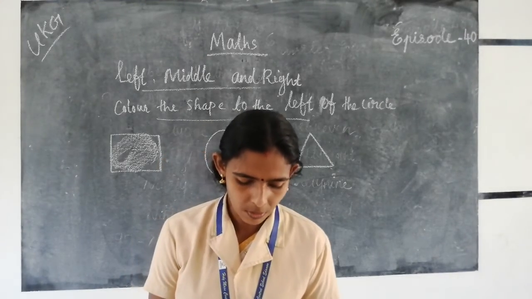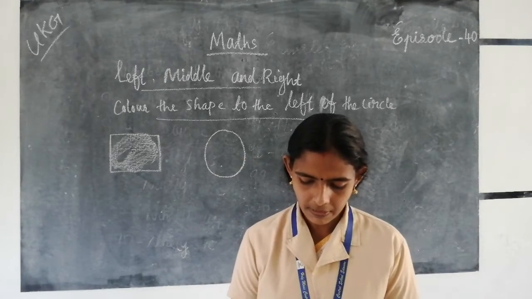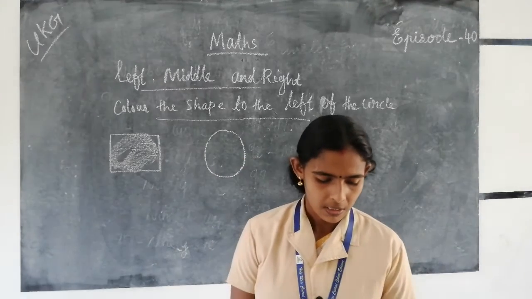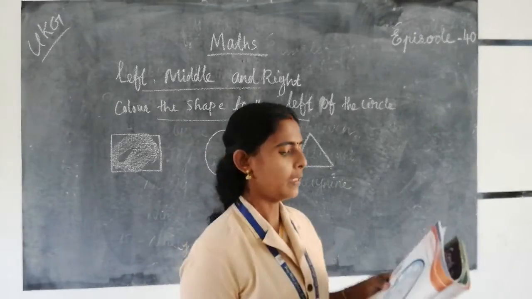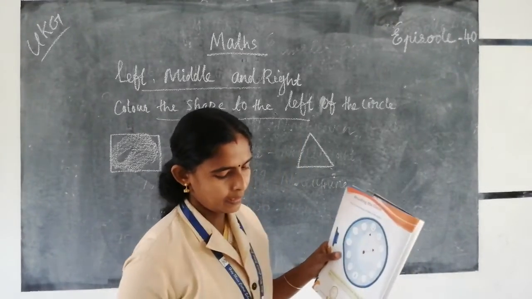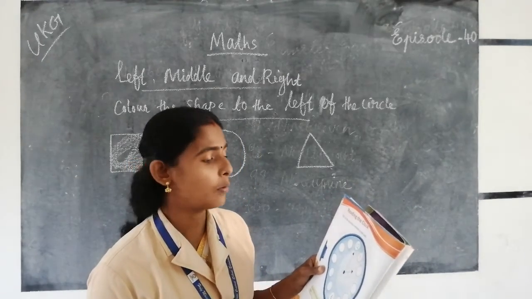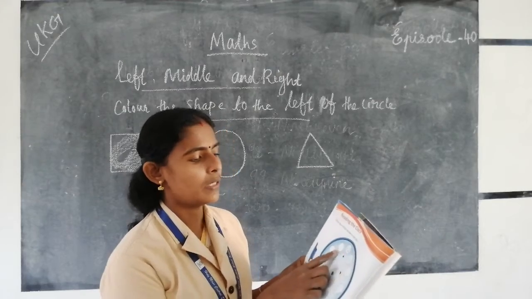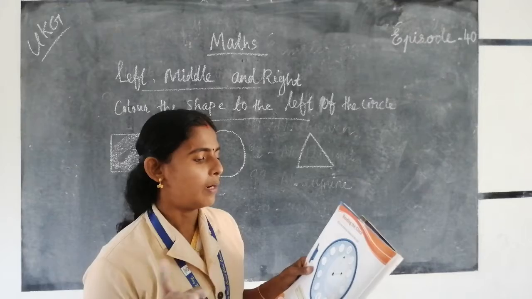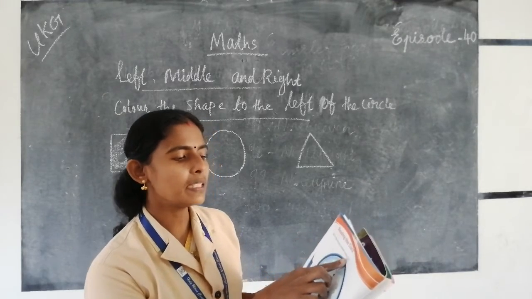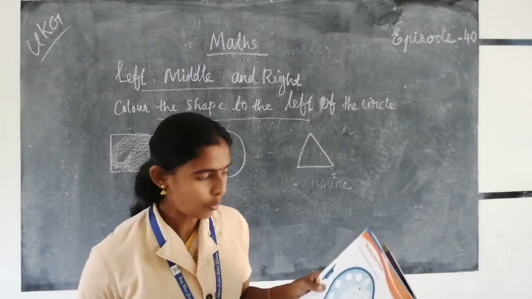Next, reading the clock. Fill in the missing numbers in the clock. The numbers in the clock are from 1 to 12. Clock ile etra mudal number aanullad, 1 mudal 12 vare ulla number aanullad. Fill in the missing numbers in the clock. What is it? Missing numbers in the clock.